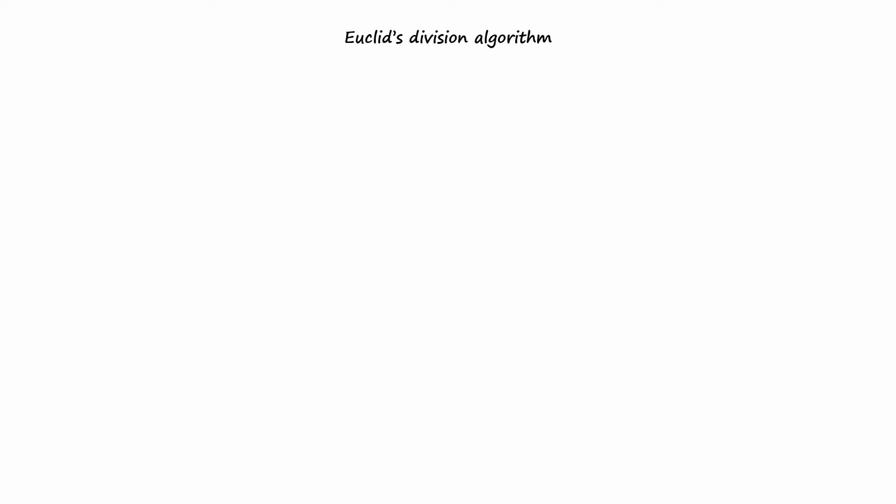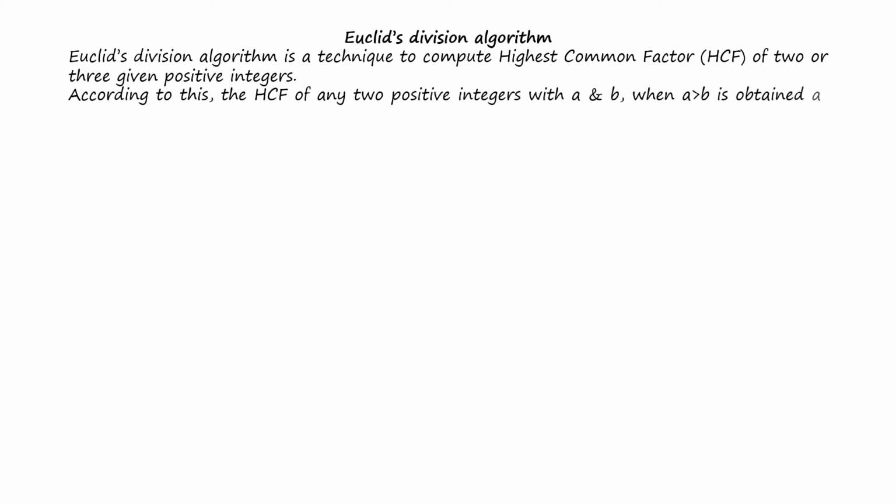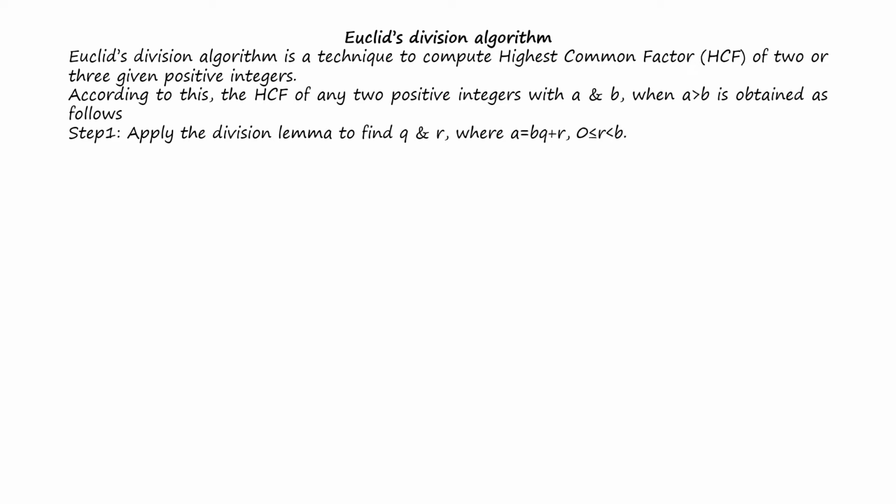Let's discuss Euclid's division algorithm. Euclid's division algorithm is a technique to compute the highest common factor, or HCF, of 2 or 3 given positive integers. According to this, the HCF of any two positive integers a and b, where a is greater than b, is obtained as follows. Step 1. Apply the division lemma to find q and r such that a equals bq plus r, where 0 is less than or equal to r, less than b.